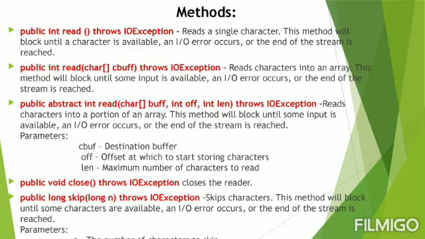The next function is closing the reader. This will help you to close the file reader. And the next one is public long skip. This will skip characters. This method will block until some characters are available, an input output error occurs, or the end of the file stream is reached, where the parameter refers to the number of characters to be skipped.